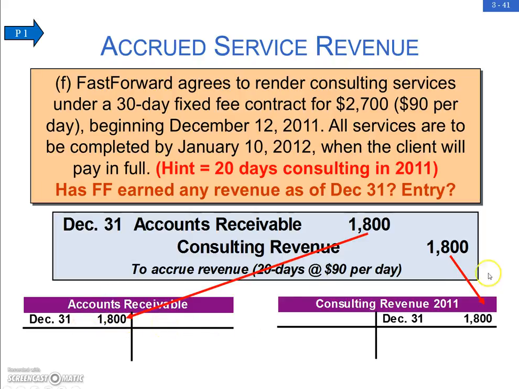So this is the accrual, right? This is the adjusting entry that we're going to do right before we put out our financial statements. We've earned revenue, but we haven't sent a bill or collected any money. We need to go ahead and write that down.